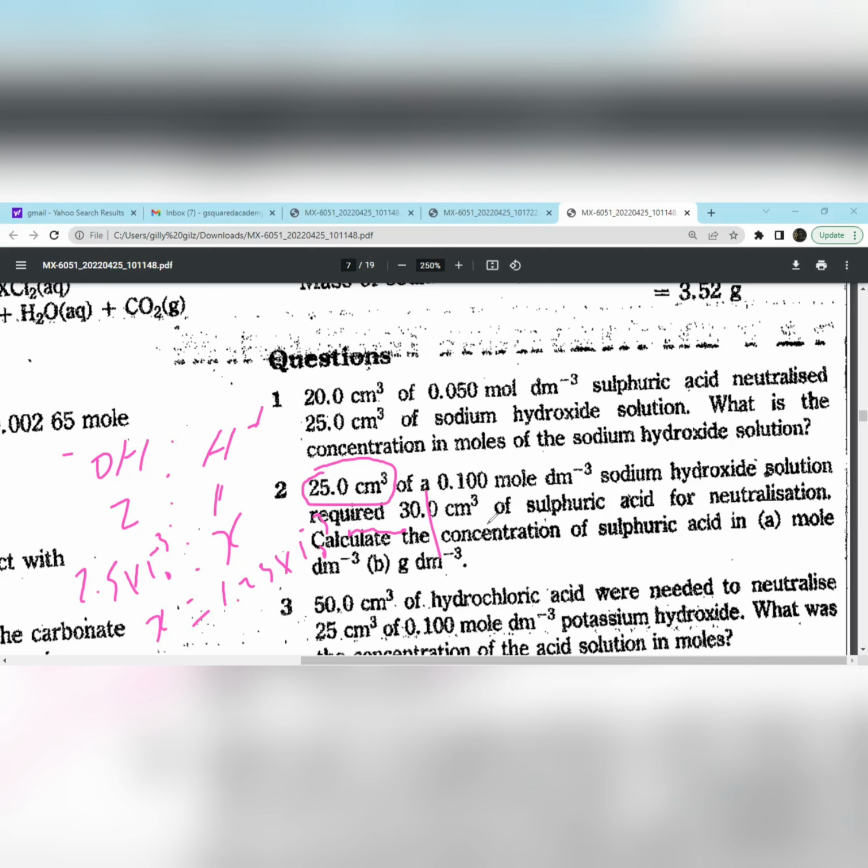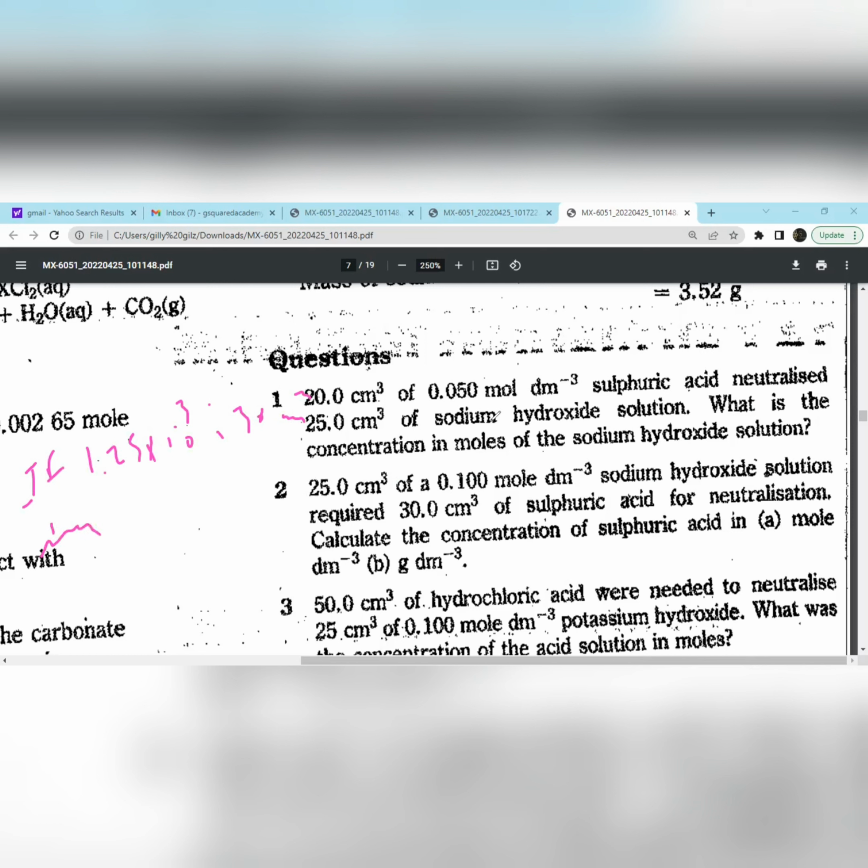So the question now is, what is the moles in 1,000 centimeters cubed? This is actually exactly what it says, moles per 1,000 centimeters cubed. So let us find that now. So let me clear all drawings here. And so what we're going to know is that if 1.25 times 10 to the minus 3 moles is in 30 centimeters cubed, then X is in 1,000 centimeters cubed.